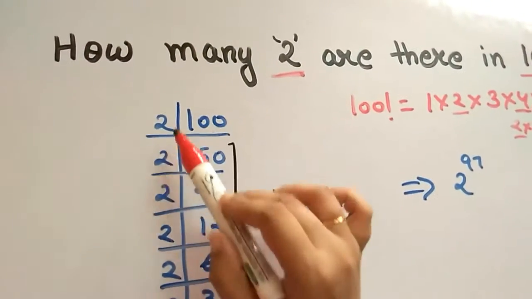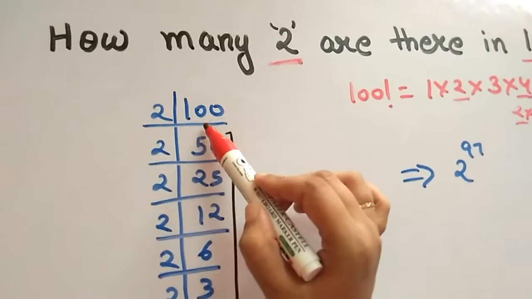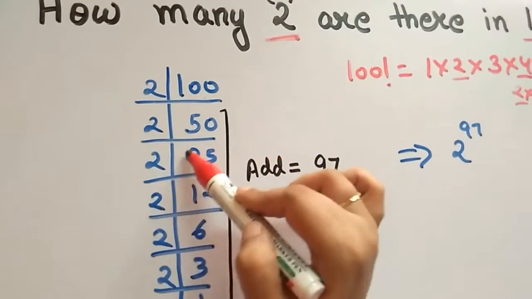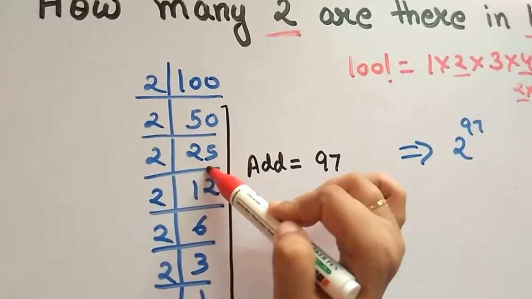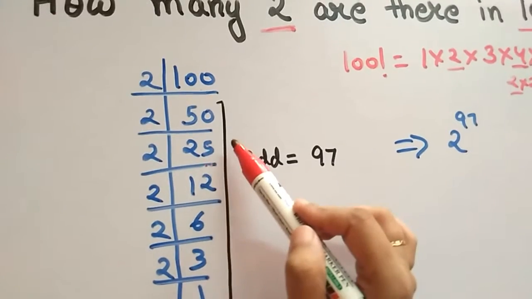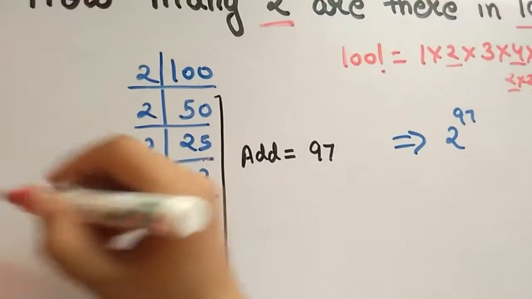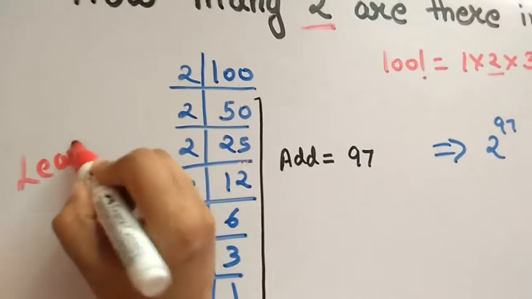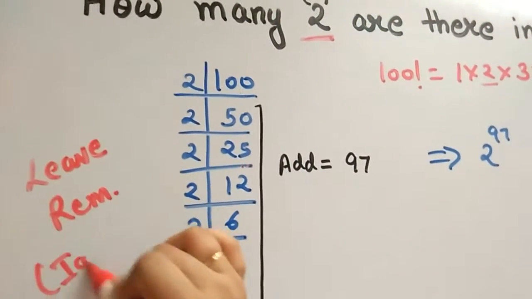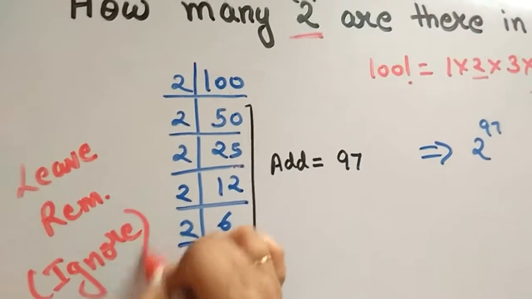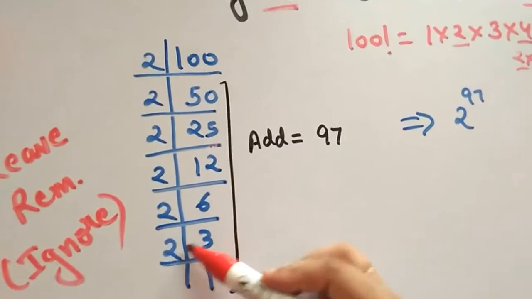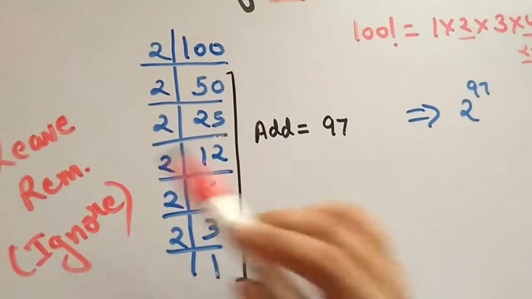Just write 100 here and 2 here and start doing the LCM. 2 5s are 10, 2 2s are 4, 2 5s are 10, 2 1s are 2, 2 2s are 4. One remainder is left; leave the remainder, just ignore it. 2 1s are 2, 2 2s are 4, 2 6s are 12, 2 3s are 6, 2 1s are 2. Remainder left, ignore it.